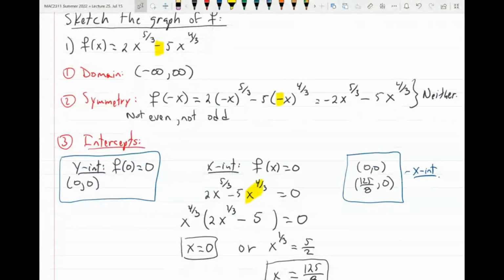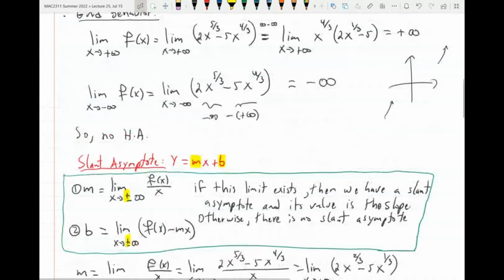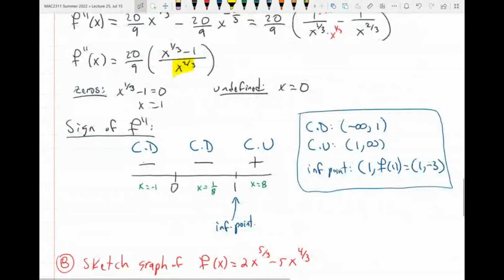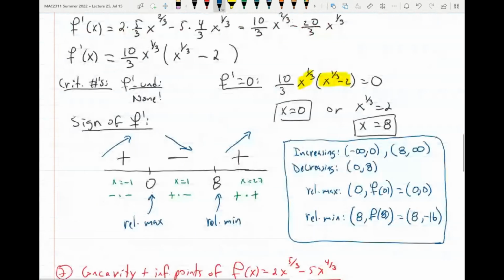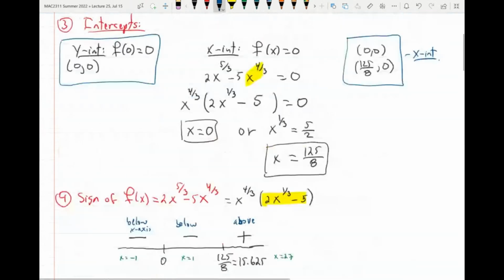So let's see. We found 0, 0 and 125 over 8 comma 0. So those are points to be considered. And remember, this is an x-intercept, and also it was a y-intercept. This one is an x-intercept. Okay, so that was that.